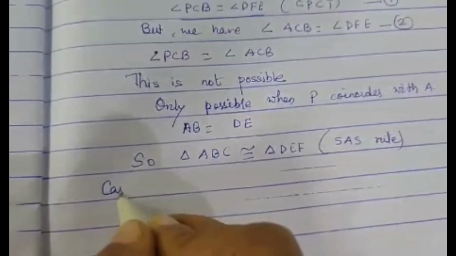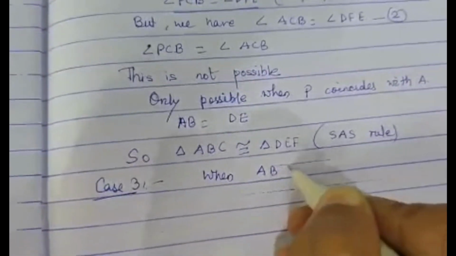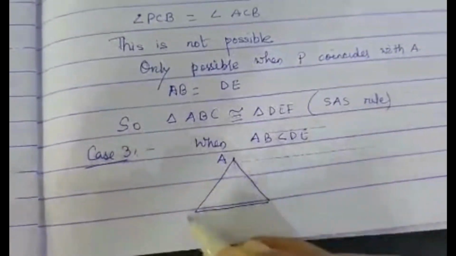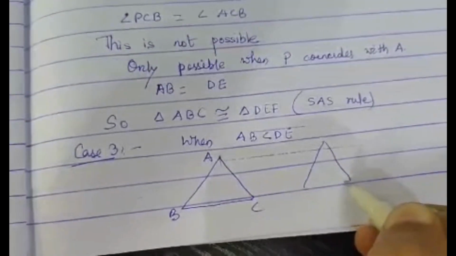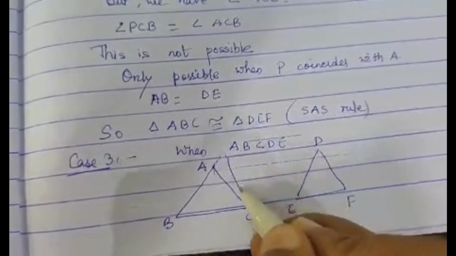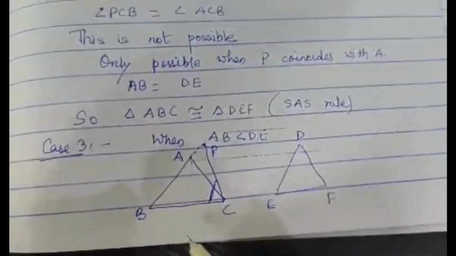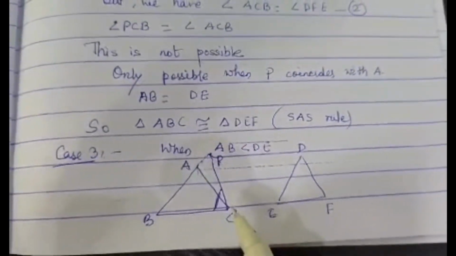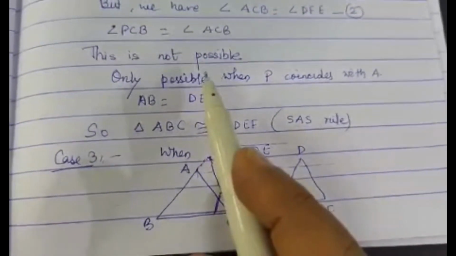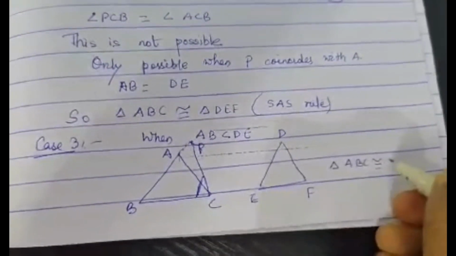So this was case 2, and case 3 is similar. When AB is less than DE, it will be like this: ABC, DEF. So we will extend this side. We will take a point P here. Now we will do the same proof, and we will come to a conclusion that this point P coincides with point A, likewise in case 2, and from that we can say that triangle ABC is congruent to triangle DEF.